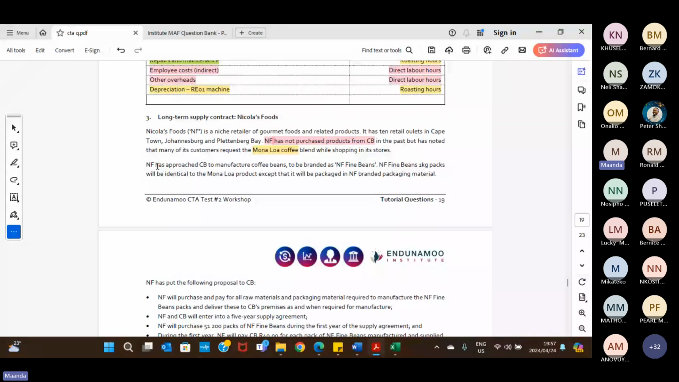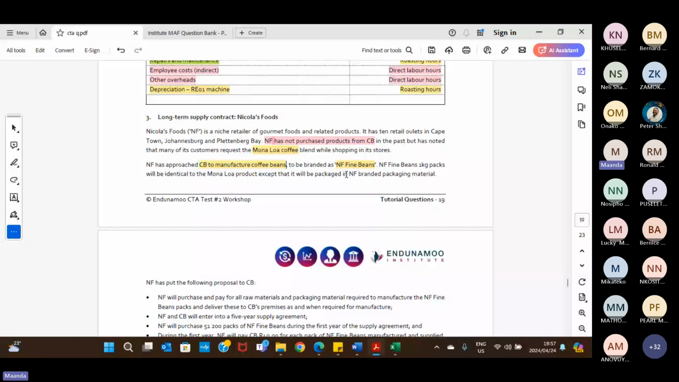So it's not like you are coming with a new strategy to say, all right, I see you have the capacity, why don't you diversify and do something like this? So you want me still to manufacture coffee beans. And these coffee beans are going to be branded NF fine beans. So I'm manufacturing coffee beans for you, and then I'm going to brand these coffee beans as per your name. Okay. Maybe it will make sense. Let's read it and then see.